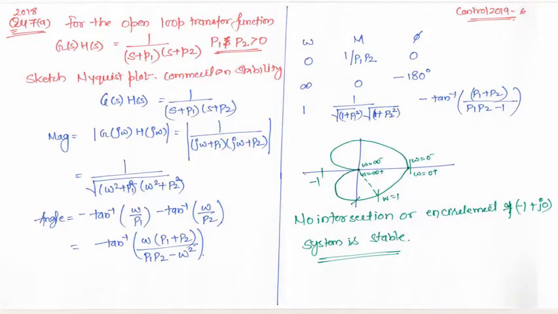Question number 7a of 2018 was: for the open loop transfer function G(s)H(s) = 1 upon (s + p1)(s + p2), sketch the Nyquist plot and comment on the stability.